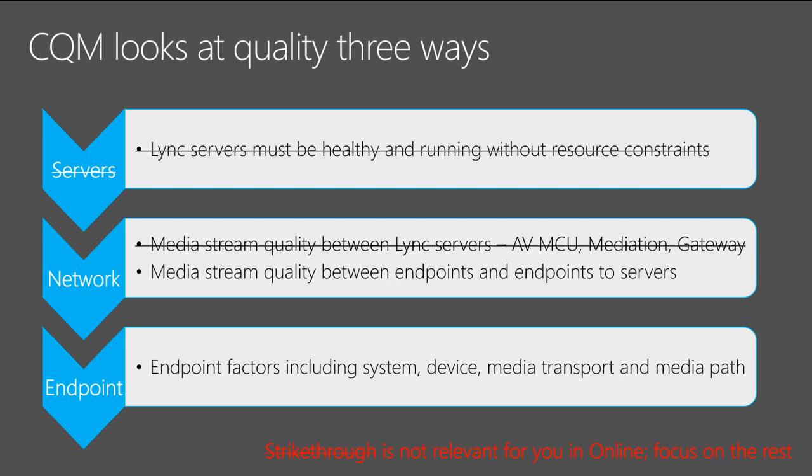So again, things like system devices, media transport, UDP versus TCP, and then media path, right? Media path meaning if I try to make a peer-to-peer call and there is a firewall in between blocking the traffic, well, I have to bounce through the relay or edge server. That's not good. More than likely, it's going to introduce some delay or some additional impairments.